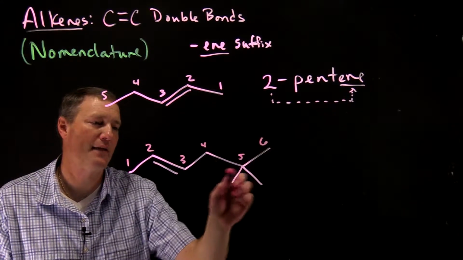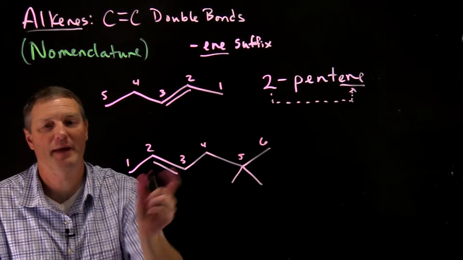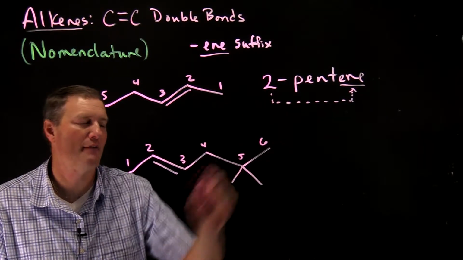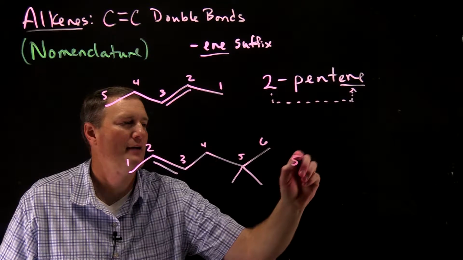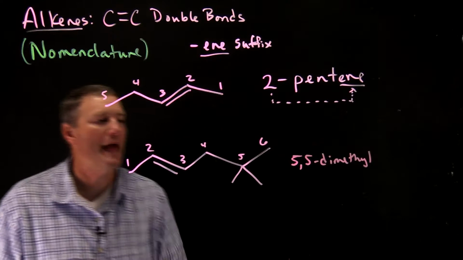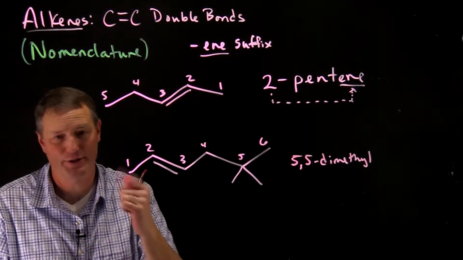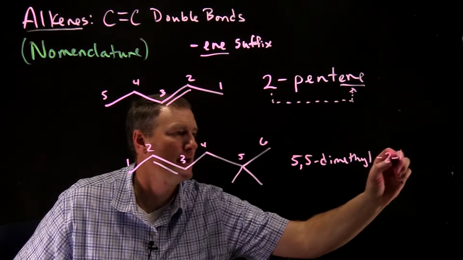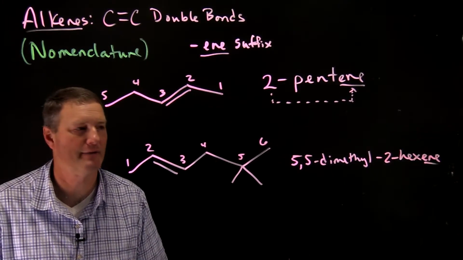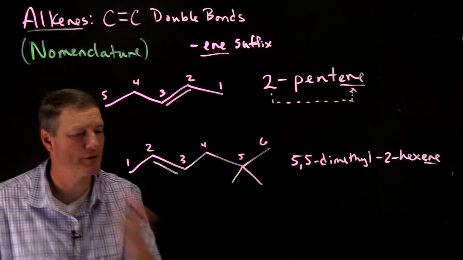Notice that does give my methyl groups a higher number, but I've adhered to the fact that I want to give my alkene carbons the lower number. So I now have 2 methyl groups coming off at the 5 position. So this would be 5,5-dimethyl. And then the rest of the molecule is a hexene, but the position of the double bond starts at 2. So this would be 2-hexene, and again, I'm tacking on that ene suffix. So 5,5-dimethyl-2-hexene.